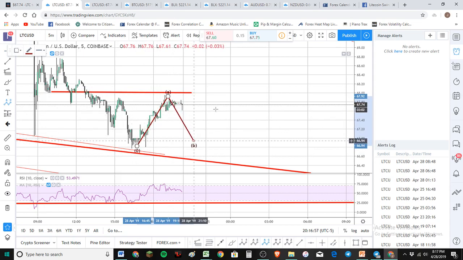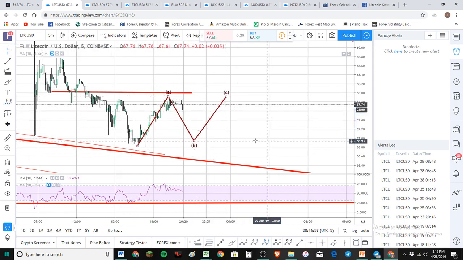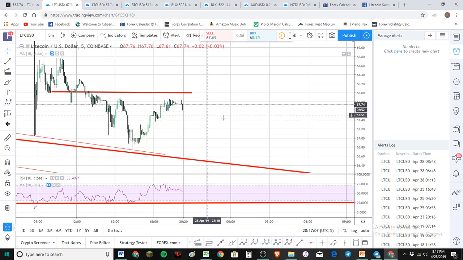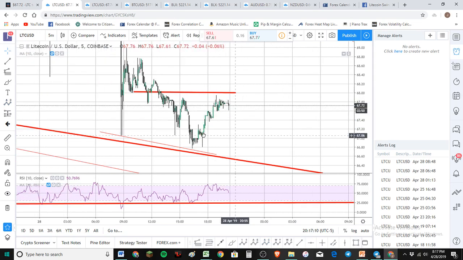This could be an ABC, like so. It could be a flat like that, and then we're coming down for 5 waves. That's a possibility. So I'm going to be watching for that. I'm going to be looking for something triangular being created here, going sideways. That is always, always, always a possibility.